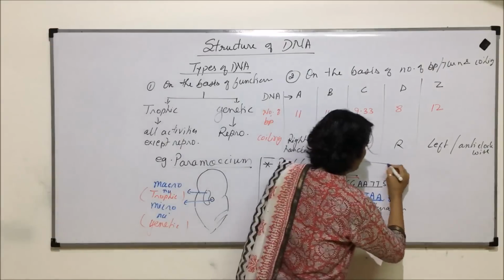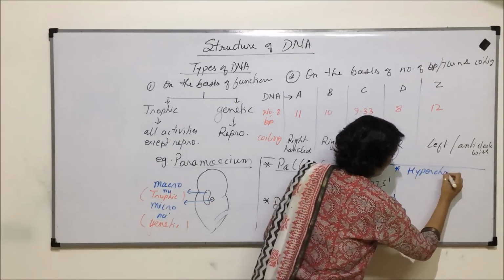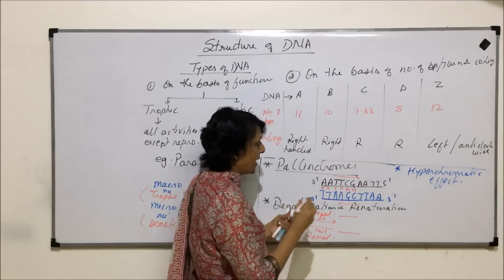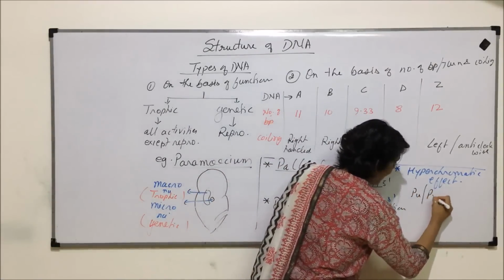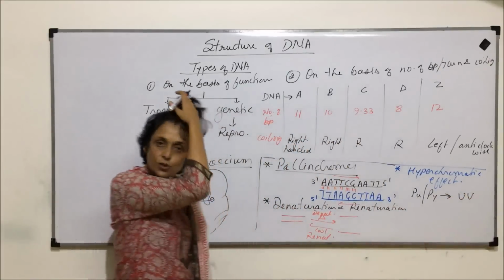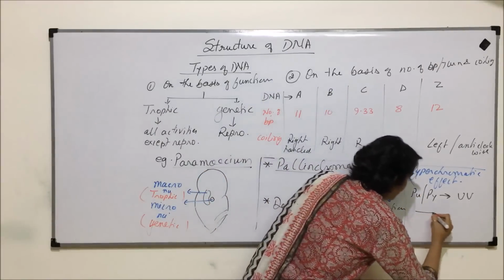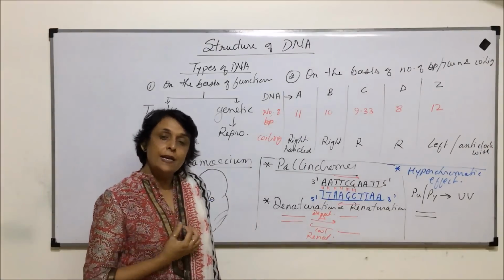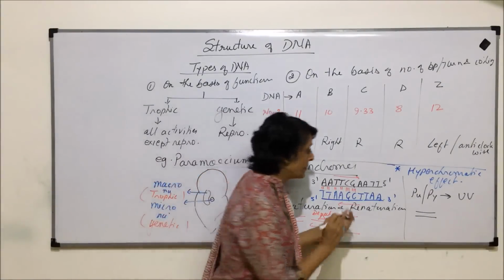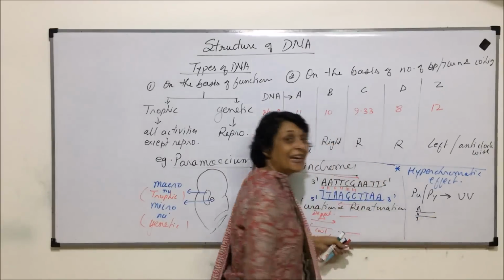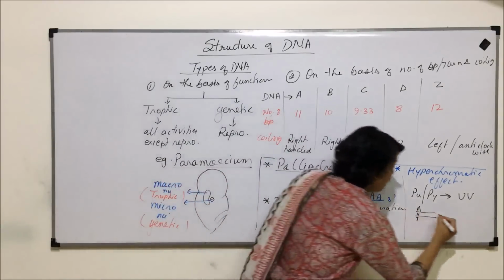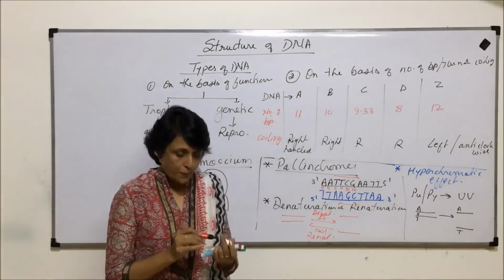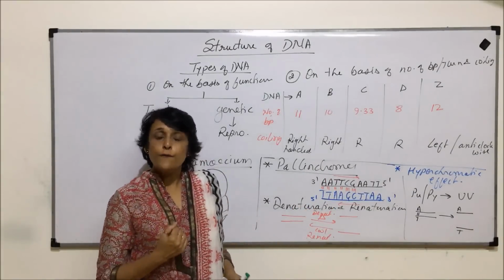One more important thing which we need to know is the hyperchromatic effect. Purines and pyrimidines absorb UV radiations. If a double-stranded DNA is exposed to UV rays, the amount of radiation absorbed is less. Reason: these nitrogen bases are paired, they are not free. But if we denature it, that means we separate it, these nitrogen bases get free. And free purines and pyrimidines would absorb more UV radiations.